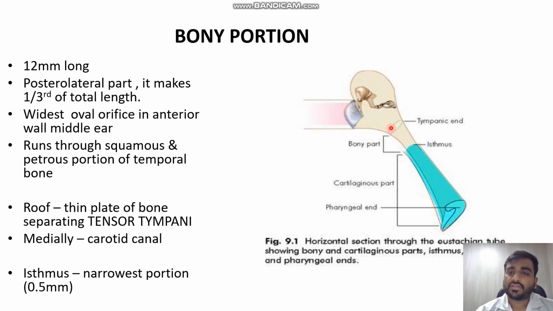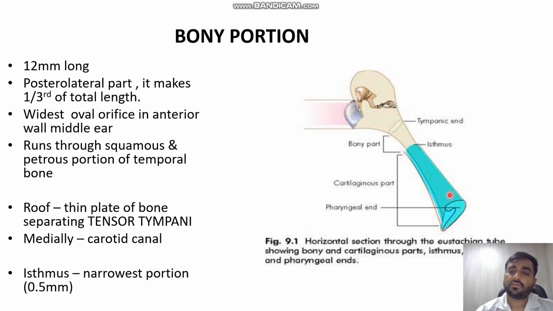There is a widest orifice in the anterior wall of the middle ear. It is the tympanic opening, situated just a little above the middle ear floor, and its diameter is 5/2 mm. The bony portion of the Eustachian tube is situated in the petrous and squamous part of the temporal bone. The roof of the bony portion is a thin bony plate, the tegmen tympani, and medially there is the carotid canal. The isthmus is the narrowest portion of the Eustachian tube, 0.5 mm long.